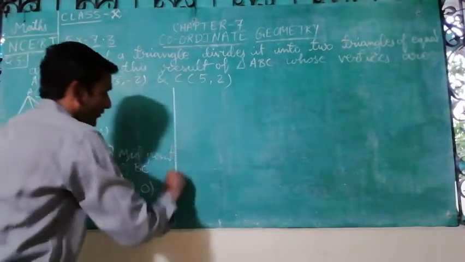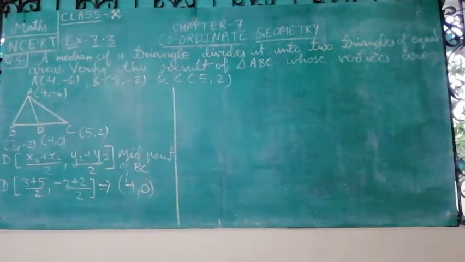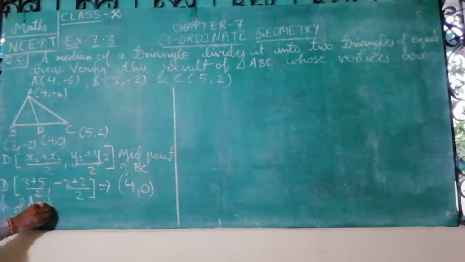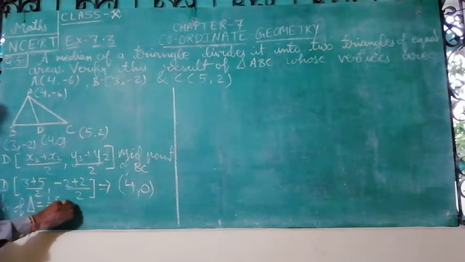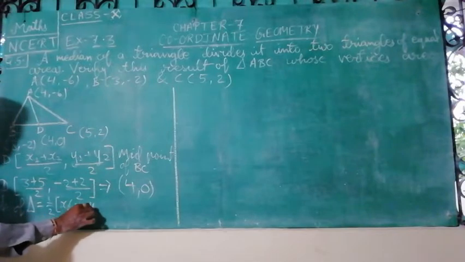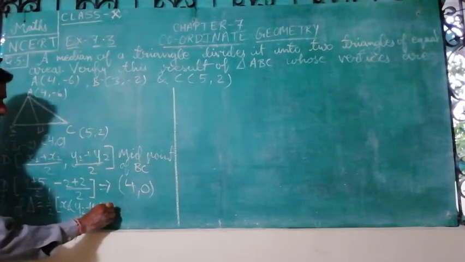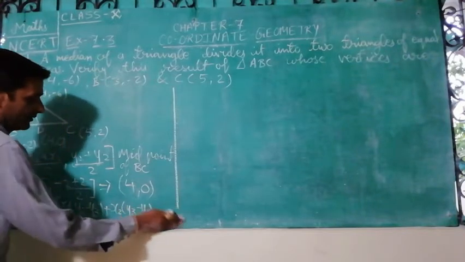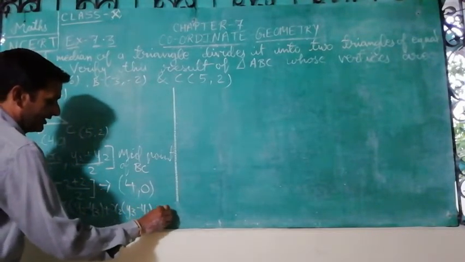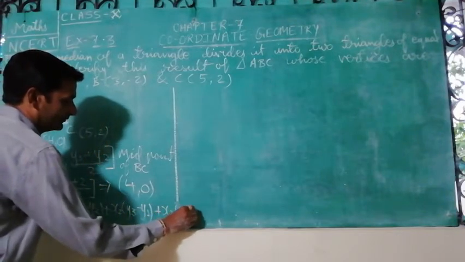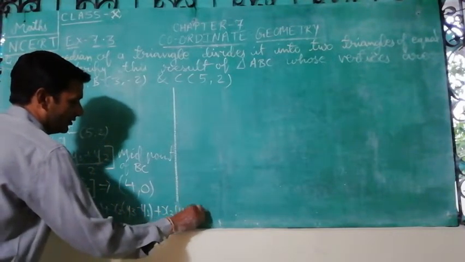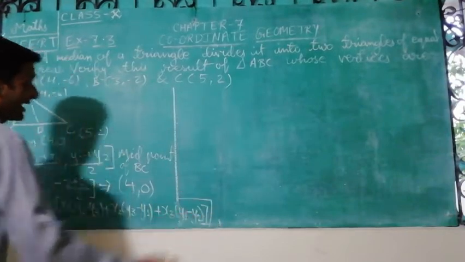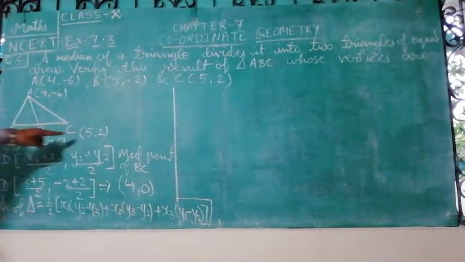Now we are able to find the area of triangle. So area of triangle formula, area of triangle is equal to 1 by 2 [x1 (y2 minus y3) plus x2 (y3 minus y1) plus x3 (y1 minus y2)]. This is the area of triangle. So let us find out the area of two triangles here, triangle ABD and triangle ADC.